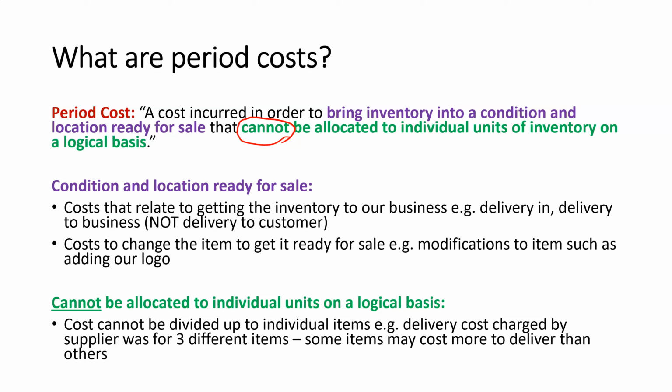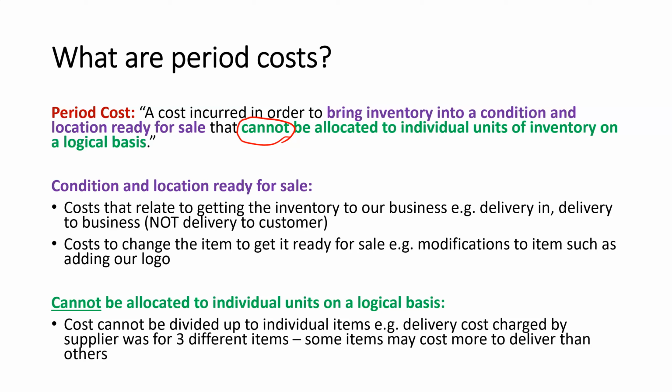So what that means is anything to get into condition or location might include delivery to our business, might be modifications such as adding a logo, but we can't allocate these to individual units. An example would be a delivery cost charged by our supplier for the total invoice, and we might have gotten 4 or 5 different kinds of items delivered in that one container. So we can't logically allocate the price of delivery evenly across those items.